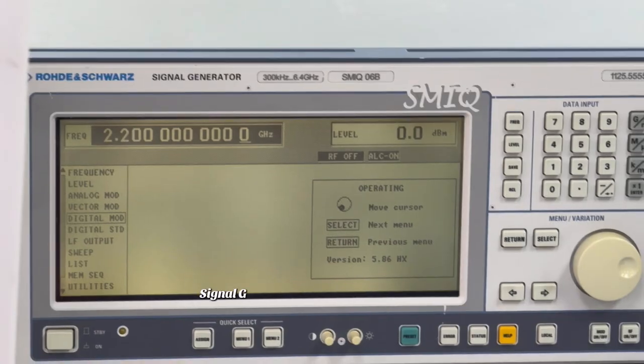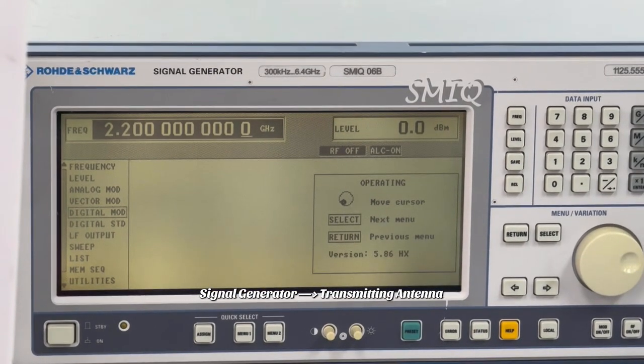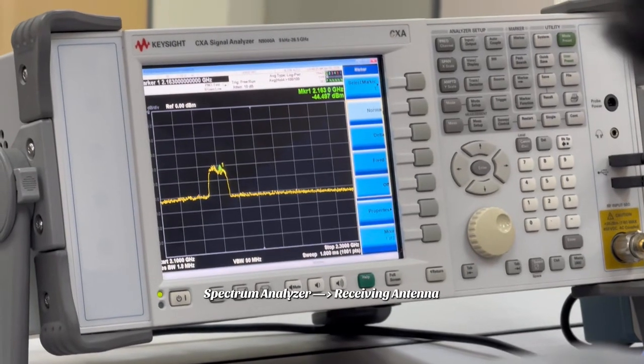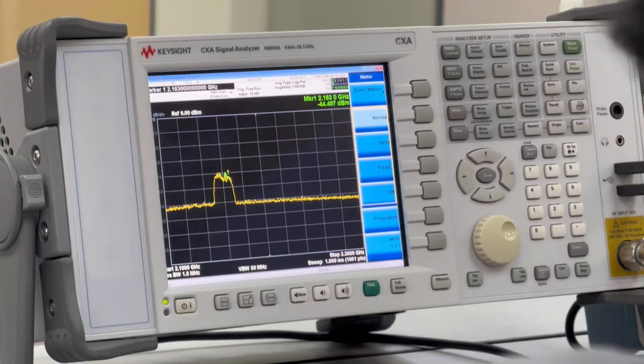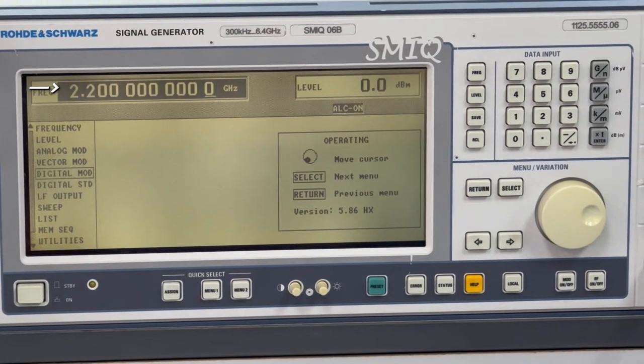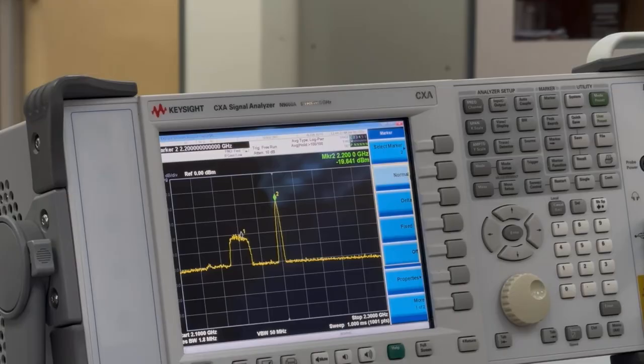One antenna is connected to the signal generator and acts as the transmitting antenna, while the other one is connected to the spectrum analyzer and acts as the receiving antenna. At the signal generator, we set the frequency to 2.2 GHz. The output power is set and displayed in dBm, and the RF output is turned on. This frequency is chosen because it is within the operating range of the antenna.